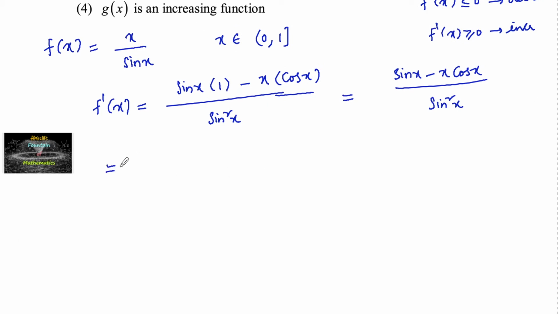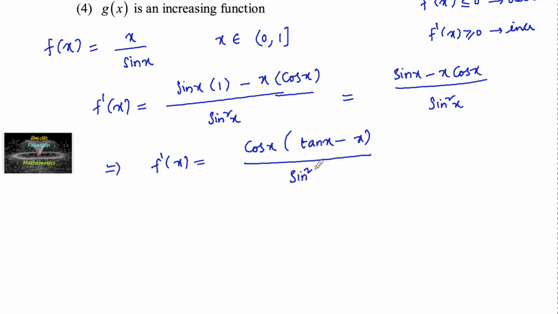So f'(x) is equal to, if I take cos x common, (tan x minus x) upon sin²x, and for 0 < x ≤ 1, we know that x is less than tan x. We can see in the graph.